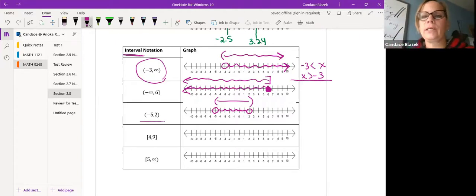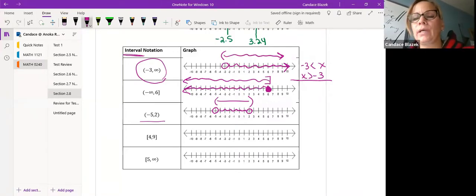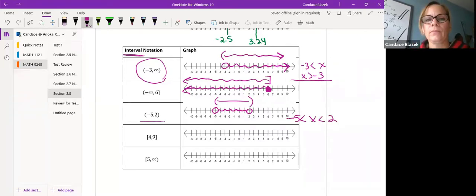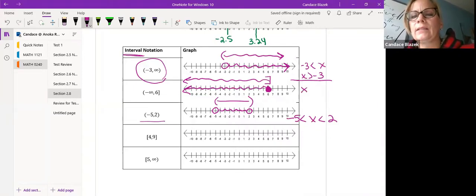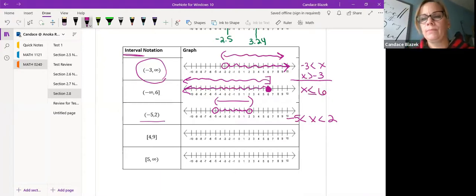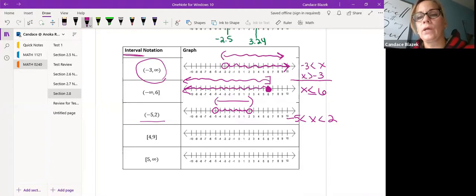Now, how I would express this, we'll finish this one and then go back up here and talk about how it's an inequality. For this interval, the interval from -5 to 2, not including -5 and not including 2, we would write that as -5 is less than x is less than 2. The interval above, -infinity to 6, including 6, we would say that x is less than or equal to 6. So we do include the 6 because it can be in there.